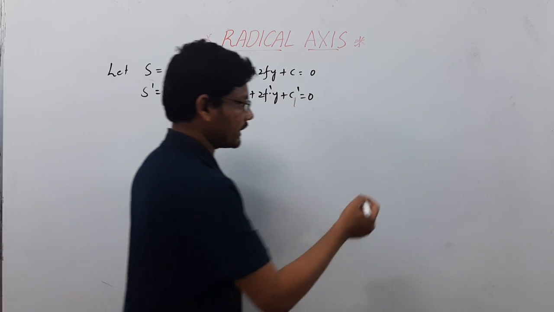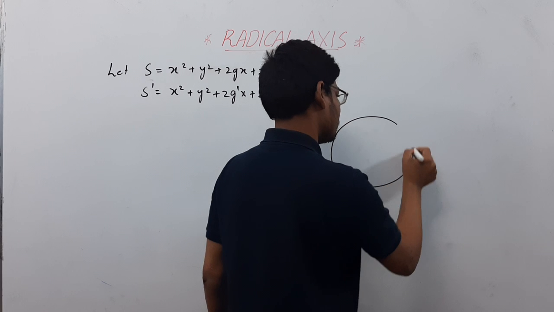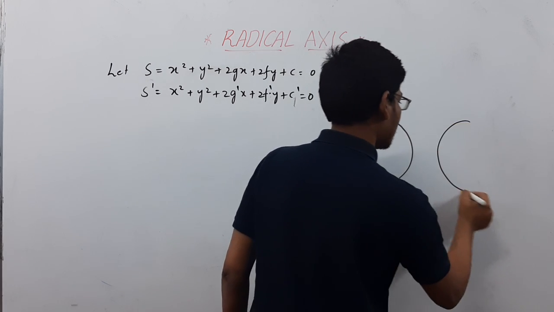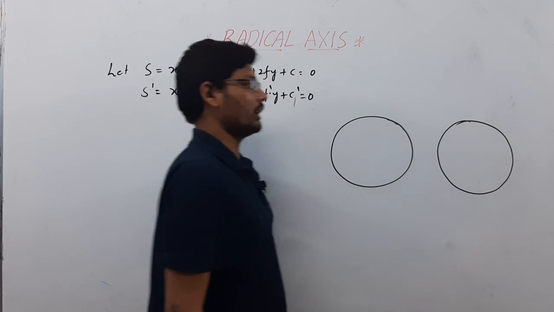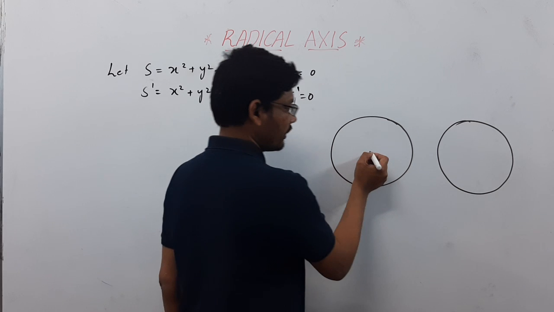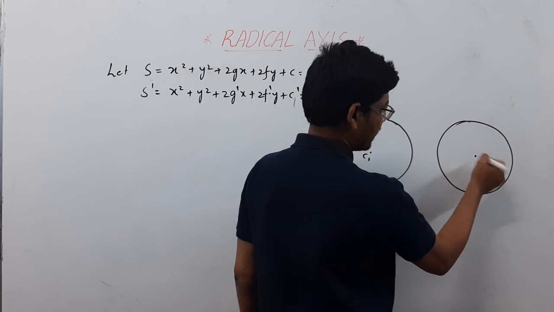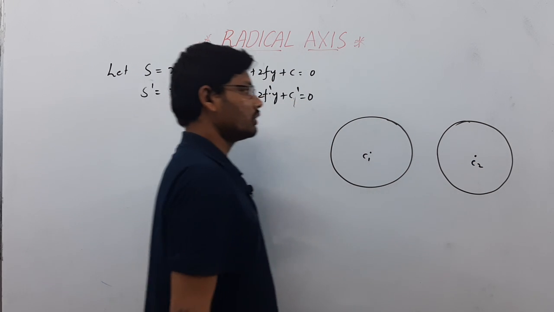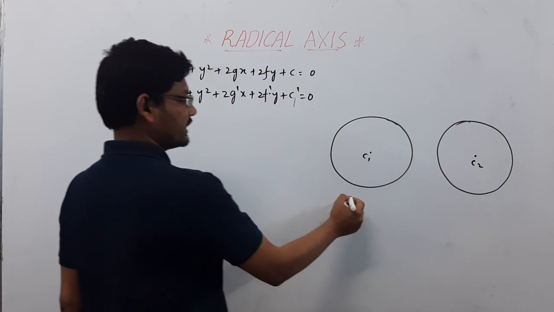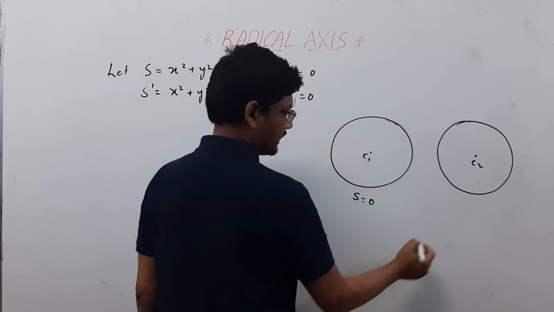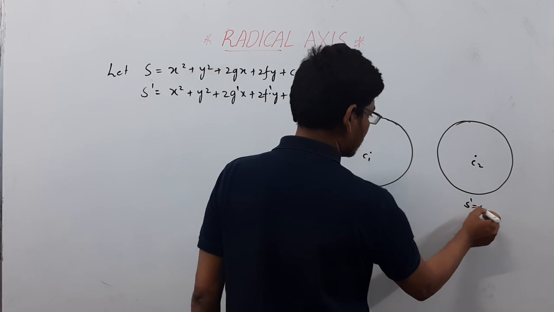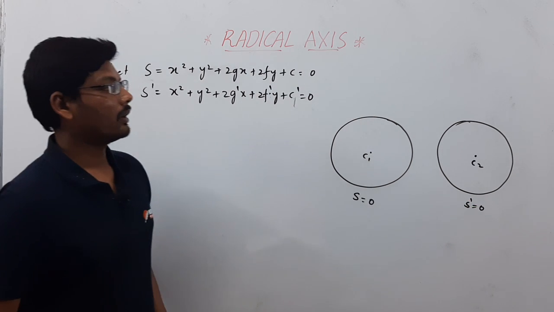And these two circles I am drawing here. I am taking two circles having centers C1 and C2. So this is S = 0, this is S dash = 0. These are the two circles here.